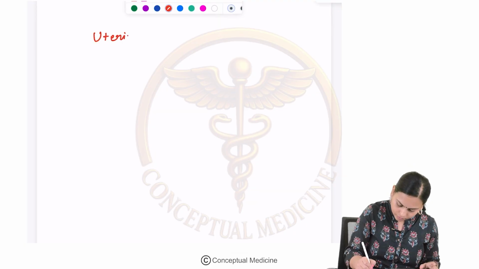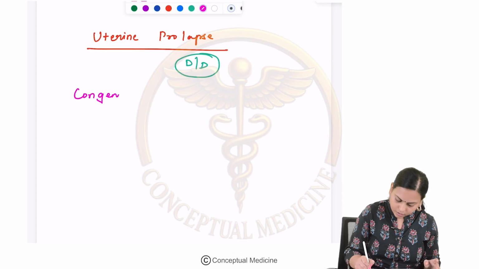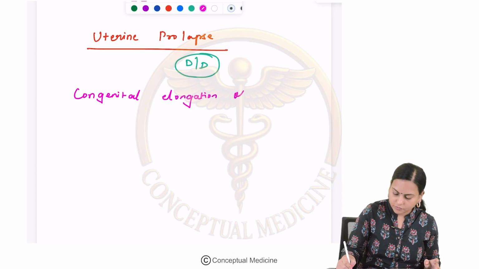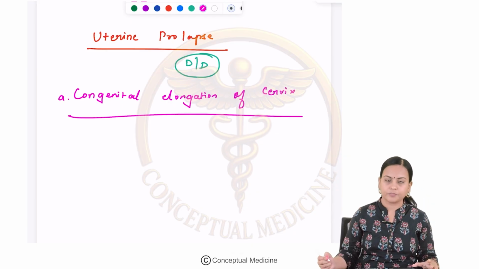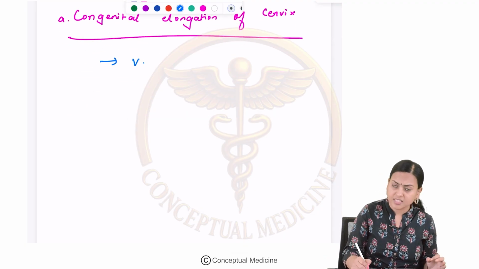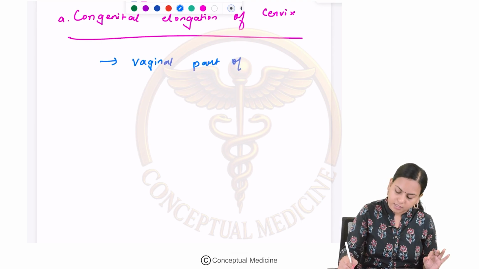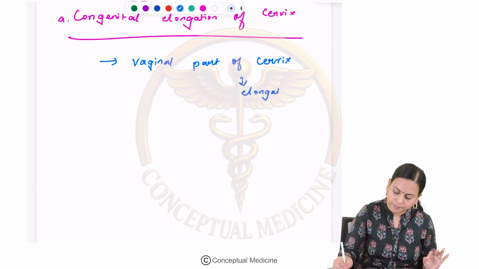So, uterine prolapse differential diagnosis is congenital elongation of cervix. Okay, first let us discuss this one. Let's keep it as A. Okay, congenital elongation of cervix means the vaginal part of cervix is elongated.